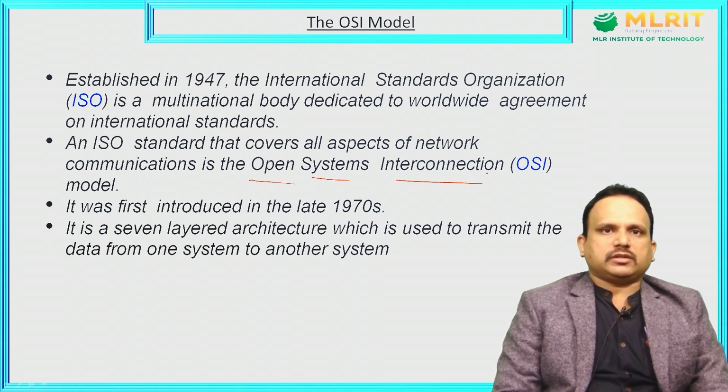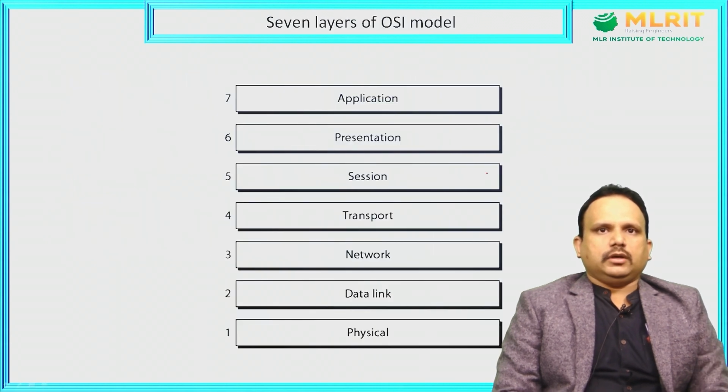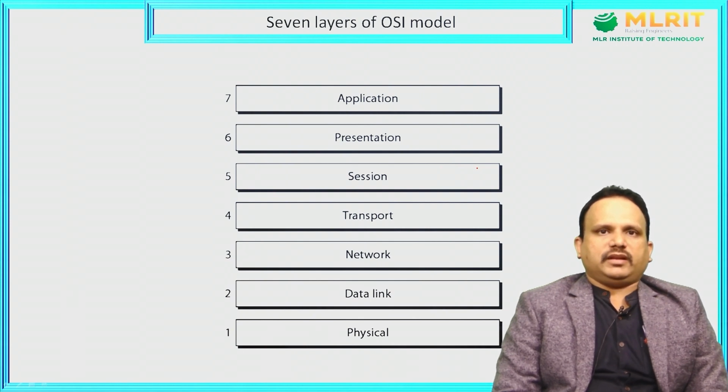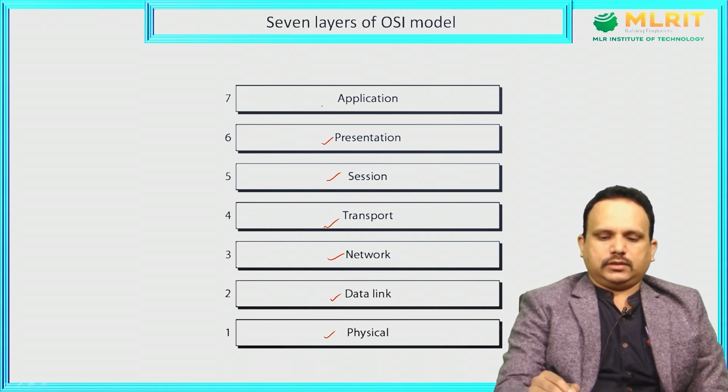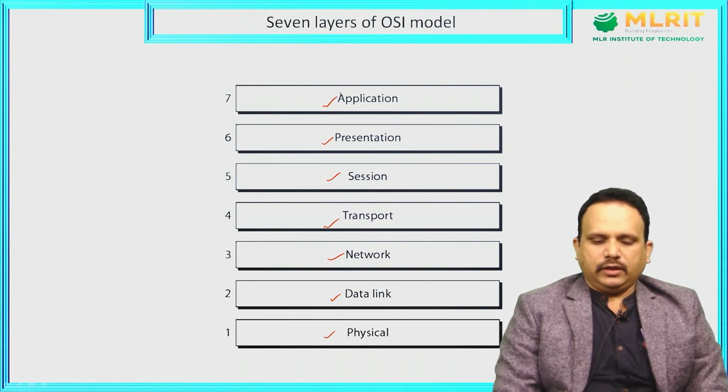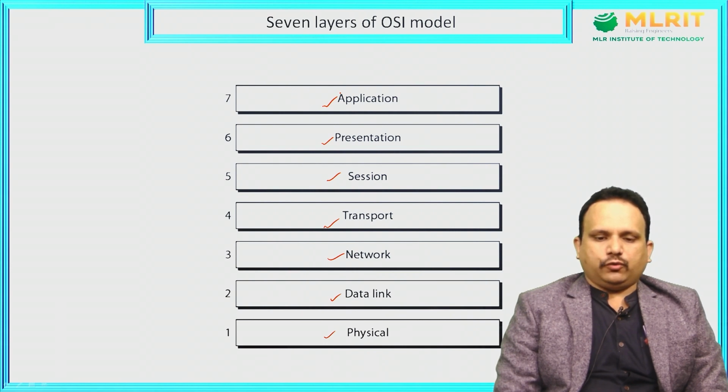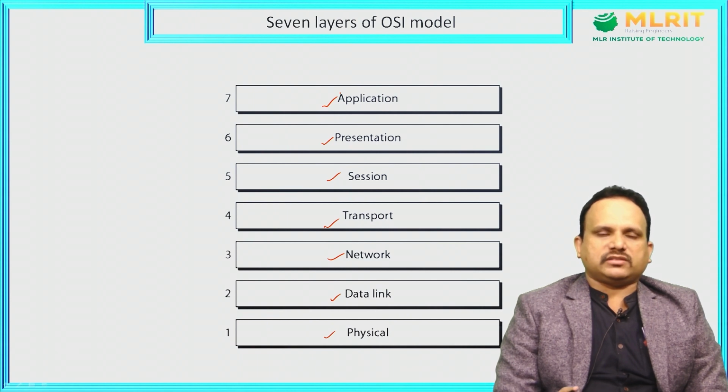Now, I am going to discuss this 7-layered architecture. What are the layers in this OSI model? Mainly there are 7 layers: physical layer, data link layer, network layer, transport layer, session layer, presentation layer, and application layer. First, before going to the functionalities of each and every layer, we will have an overview of all the 7 layers. Thereafter, we go for the functionalities of each layer.